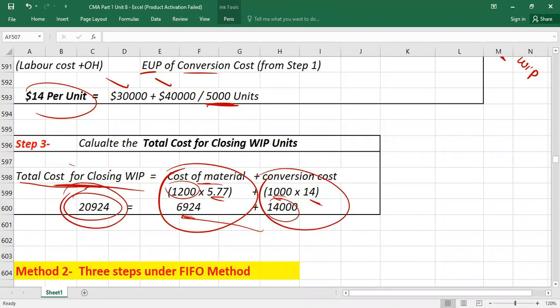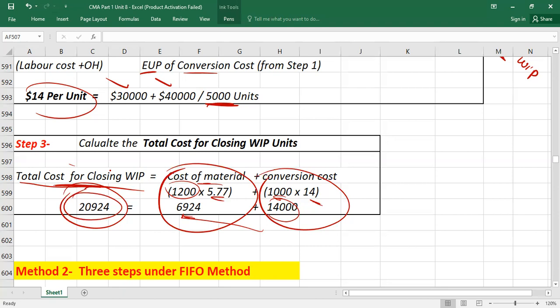Done? It's up to you. You have to memorize it, guys. Okay? So I'm going to do one question, because step one is difficult, and the second step is based on step one. That is also easy. The main thing where you will make a mistake is the equivalent units calculation.